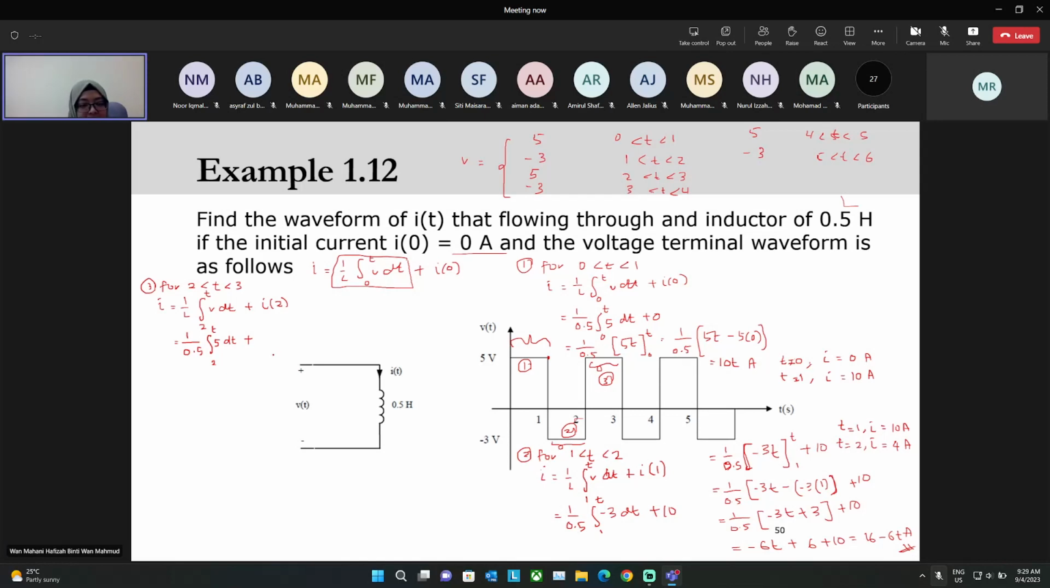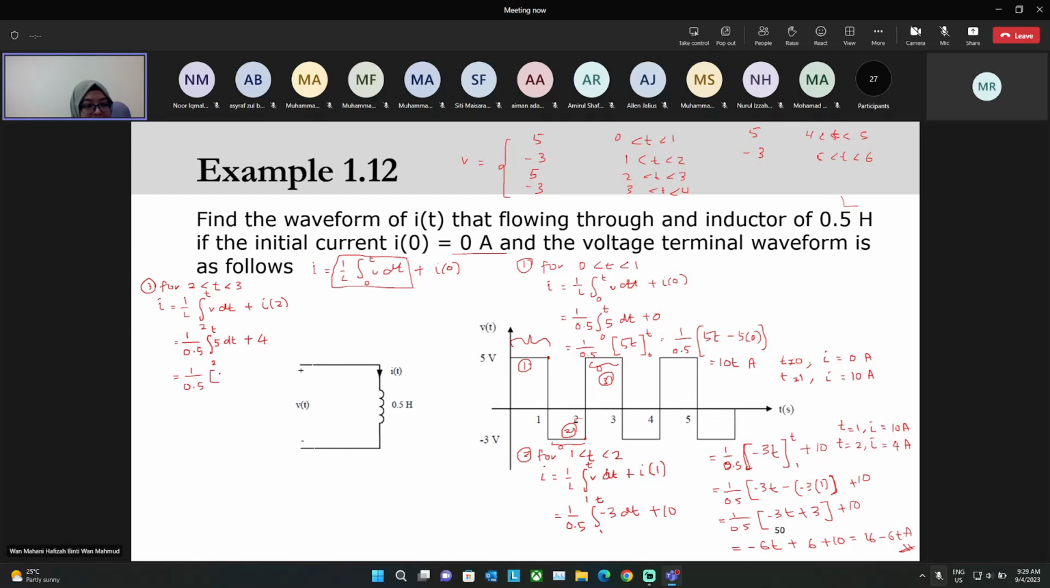I pada masa 2 yang dikira menggunakan equations sebelum. Yang kat sini, equation pada masa 2. Dia guna yang sini. Yang atas ni kita belum cari equations dia. So, I pada masa 2 adalah 4 lah. Okay, 4 second pula, 4 ampere. So, seterusnya, continue lah. 1/0.5.